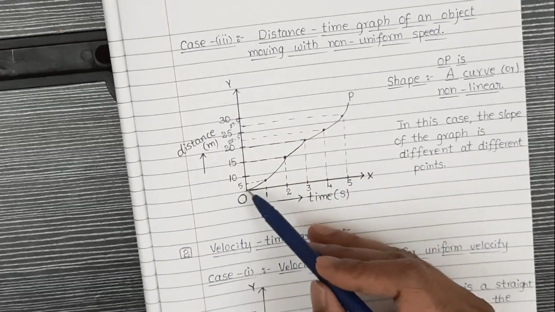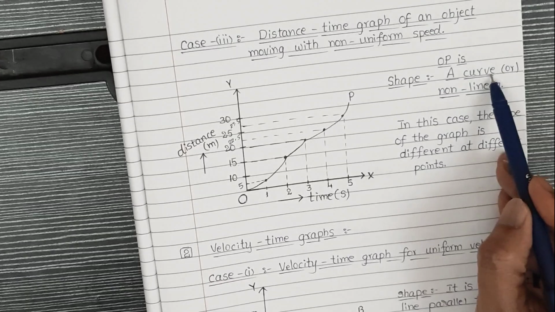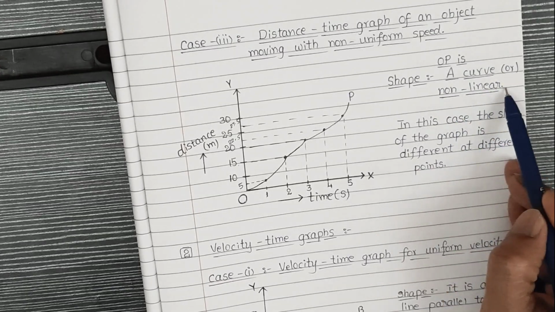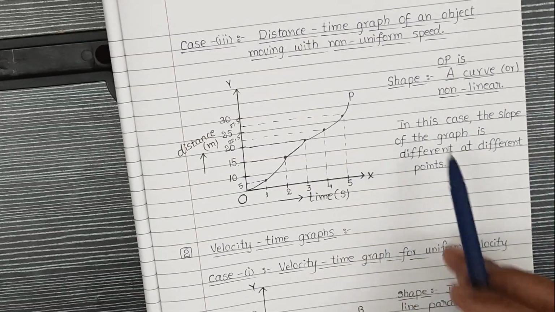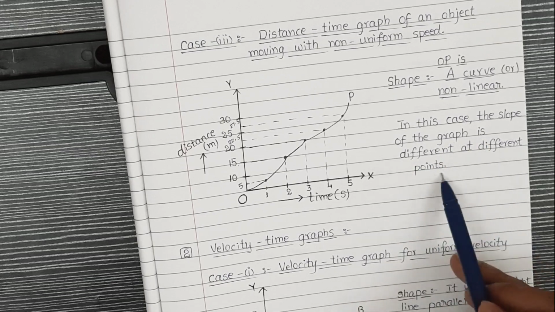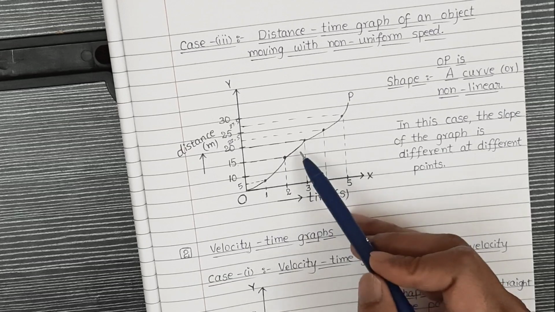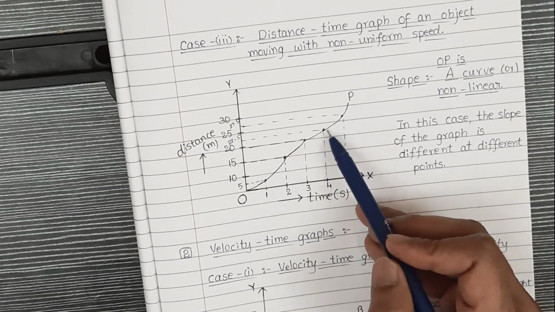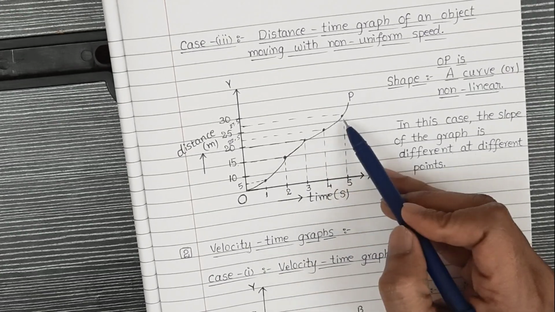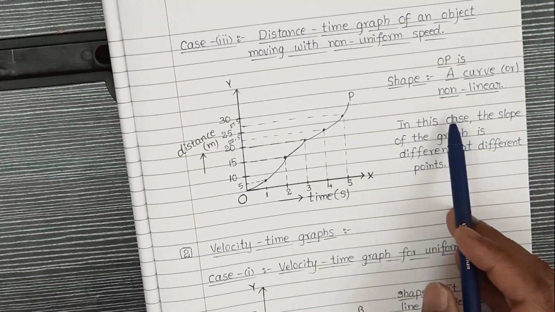If you join all these points, we get a curve shape, which is also called a non-linear graph. In this case, the slope of the graph is different at different points. The slope changes from point to point. That's why we usually take the tangent touching that point and find its slope in order to obtain the speed of the vehicle.